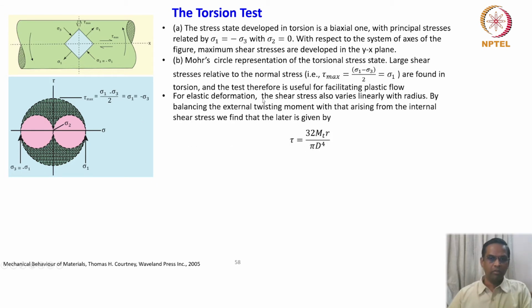For elastic deformation, the shear stress also varies linearly with radius. By balancing the external twist moment with that arising from the internal shear stress, we find that the latter is given by this formula. This is simple mechanics. So tau is equal to 32 MT times r divided by pi d square.